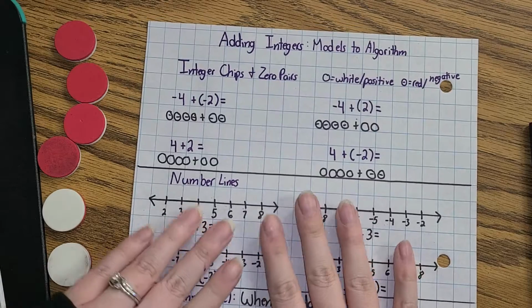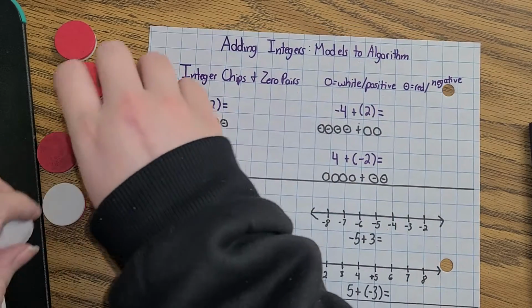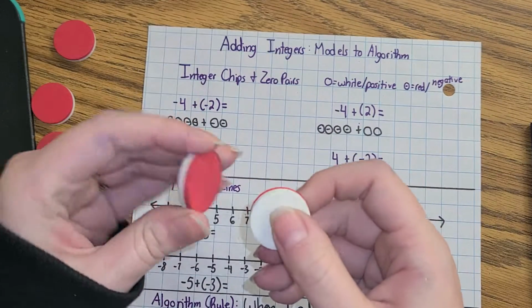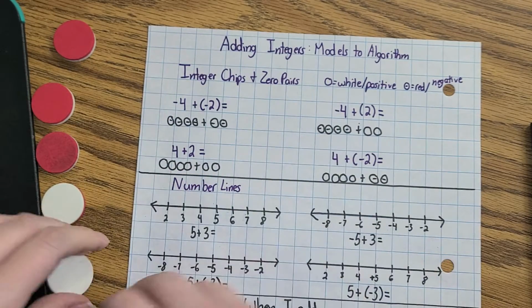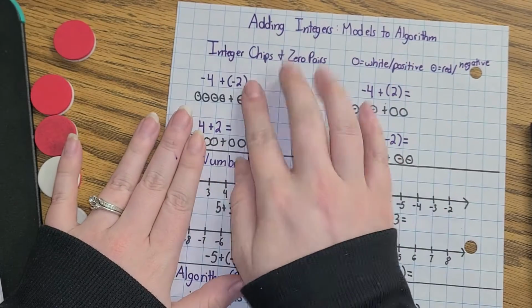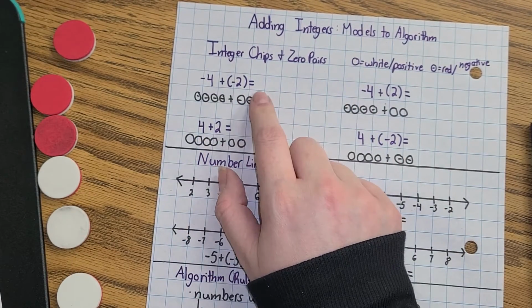So integer chips, we know, are the little circles. You used the website. They were yellow and red. I have white and red. Red is still negative. White is positive. So we're going to do a few problems with them and see if we notice any patterns.